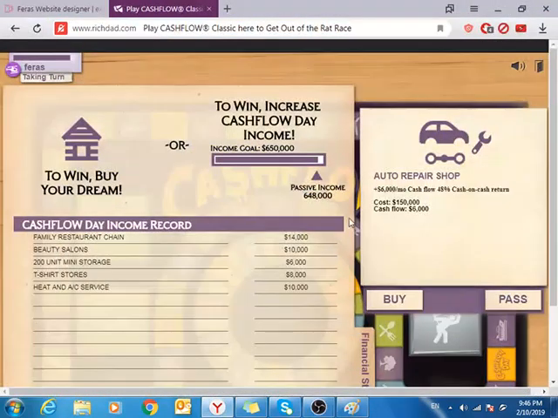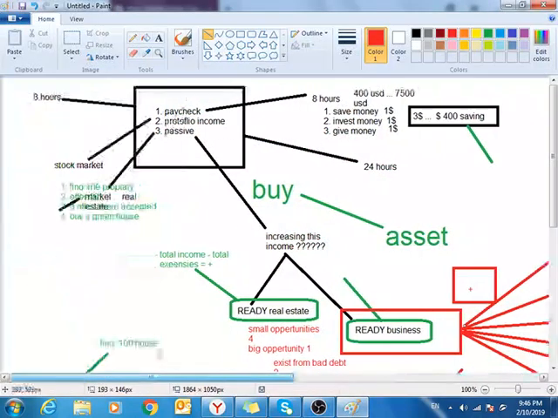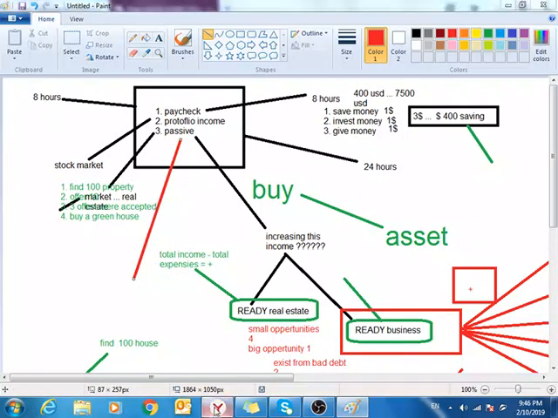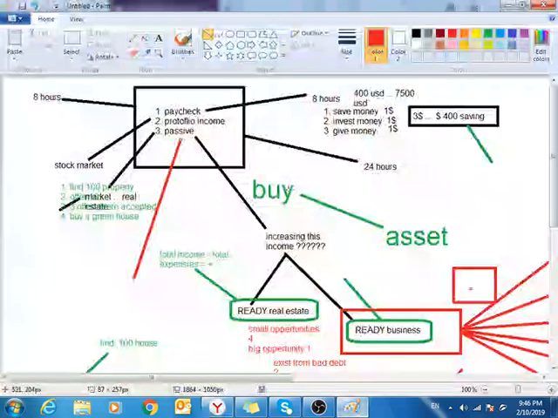Okay, now I'm on the income goal from passive income. The target is 650.